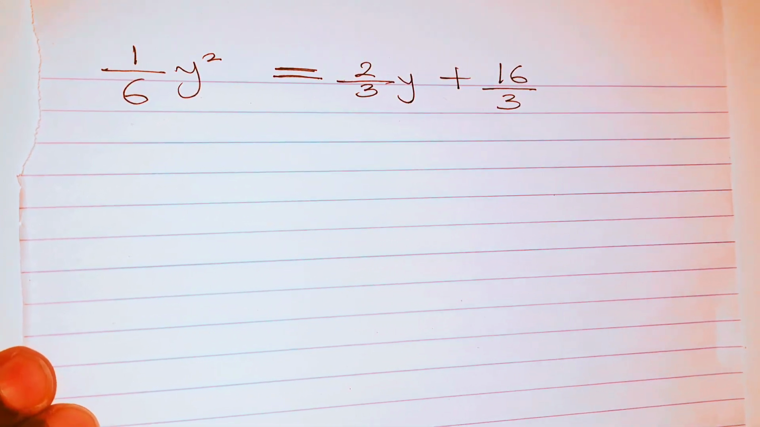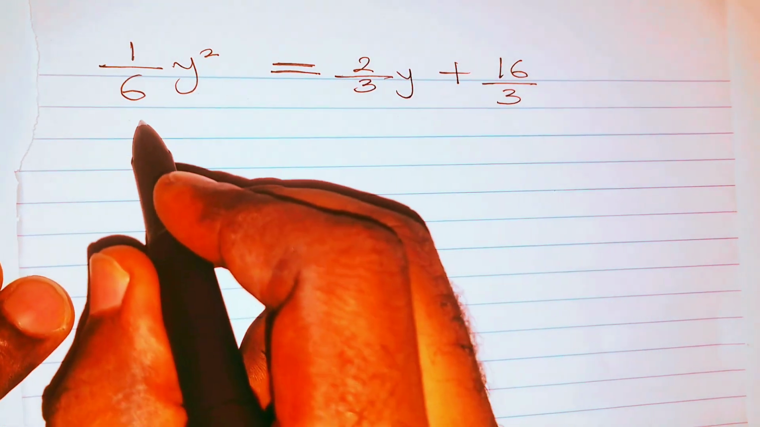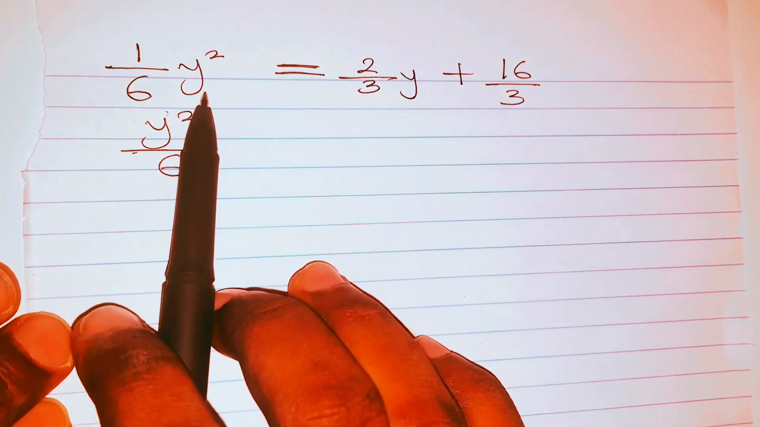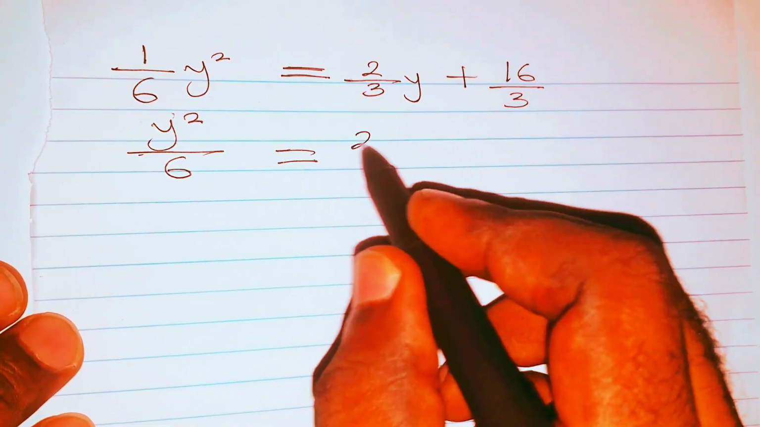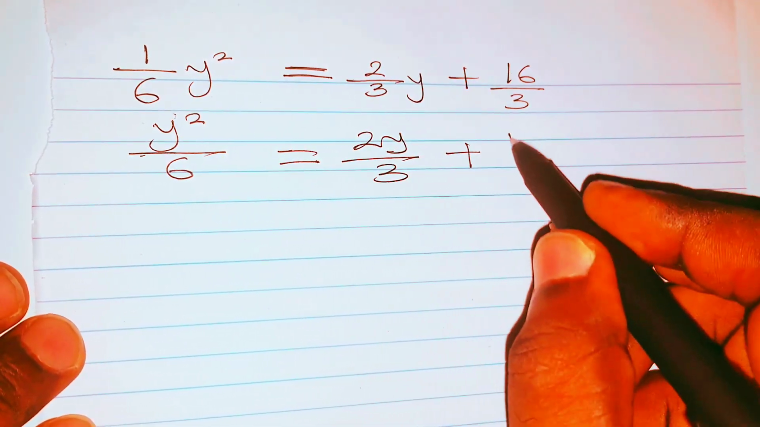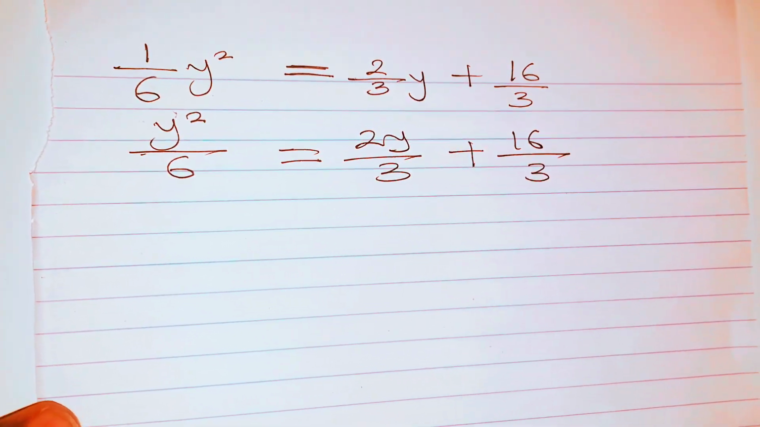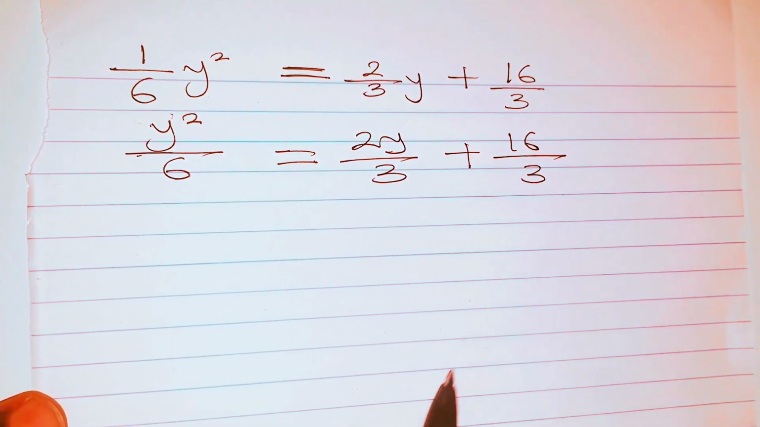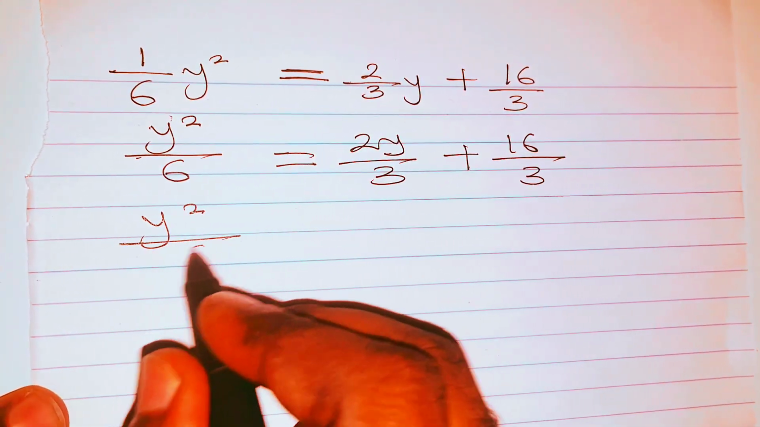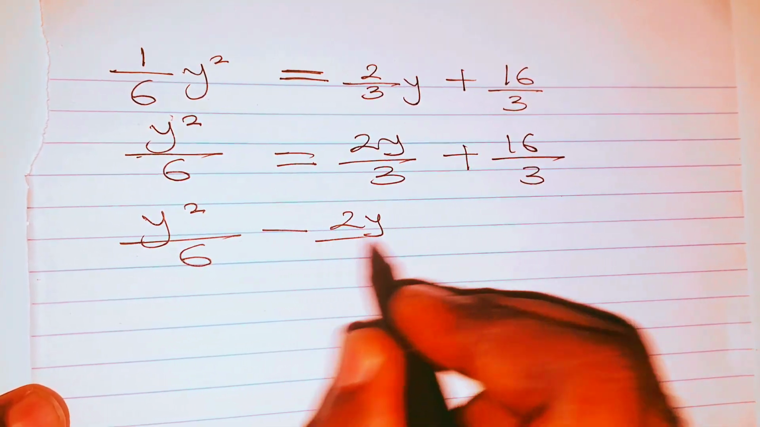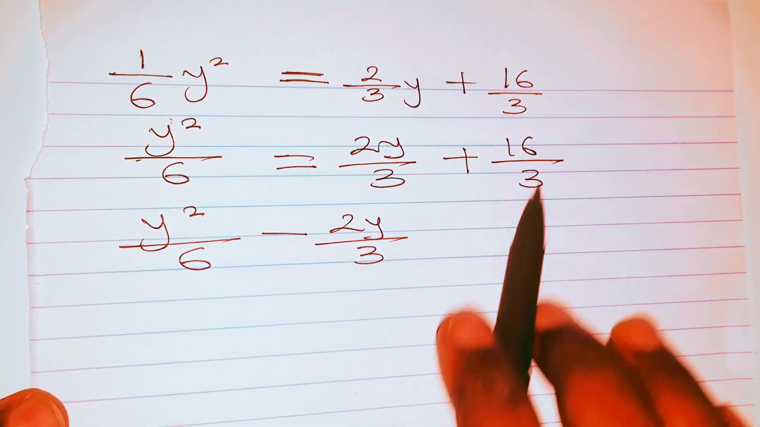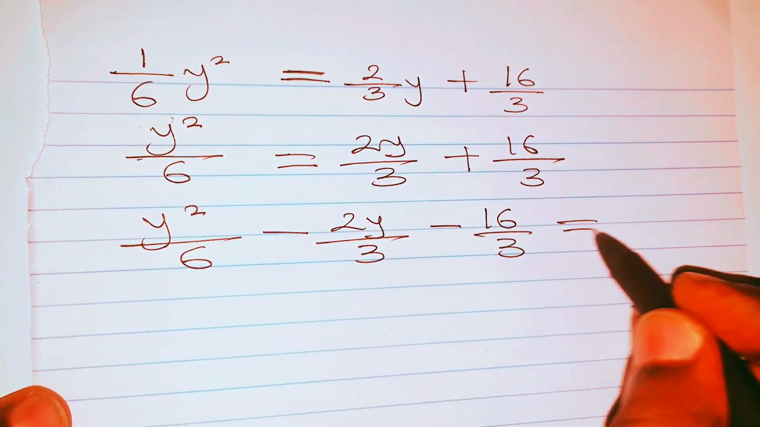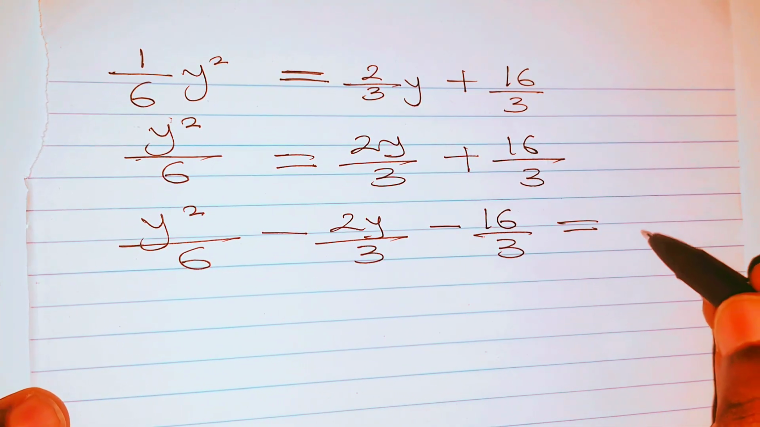It's pretty easy. I advise that the first thing you want to do here is to write it out this way: y squared over 6, that is 1 over 6 multiplied by y squared over 1, so we obtain this, equal to 2y over 3 plus 16 over 3. And then it's also very important that you harmonize all your terms to one side so that you can equate everything to 0. So that we have y squared over 6 minus 2y over 3, then positive 16 over 3 going to the other side of the equality sign becomes minus 16 over 3. Then we have nothing left in the right hand side of the quadratic equation.